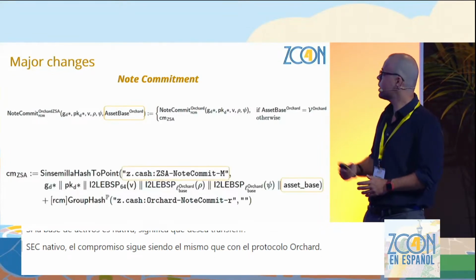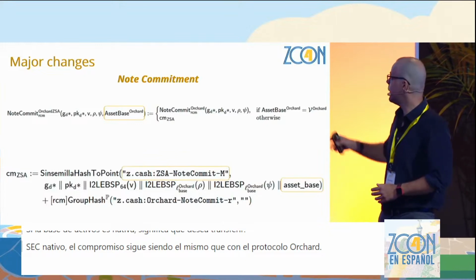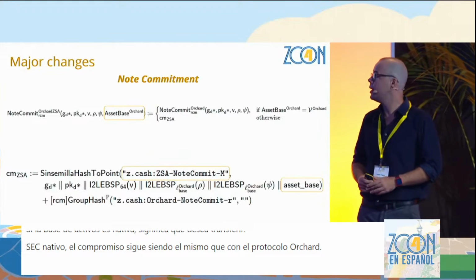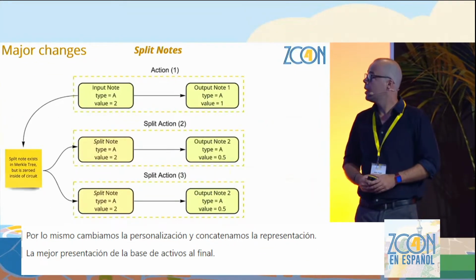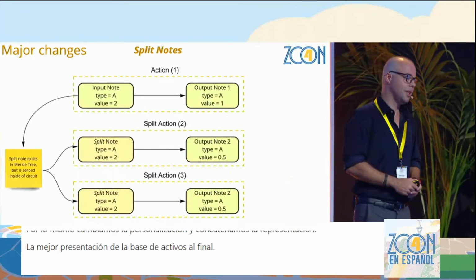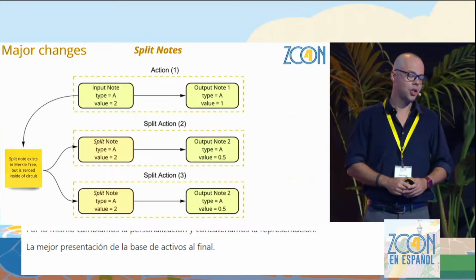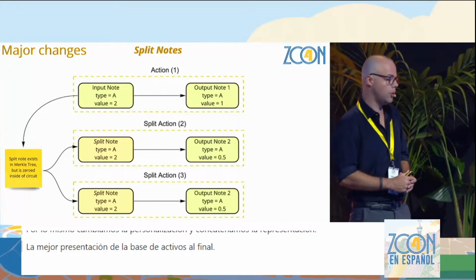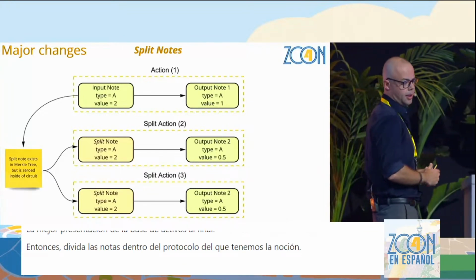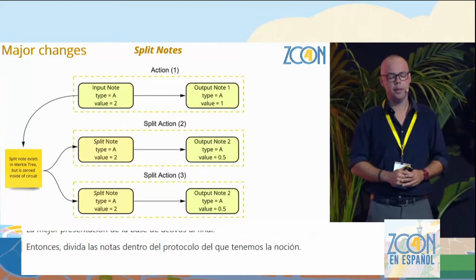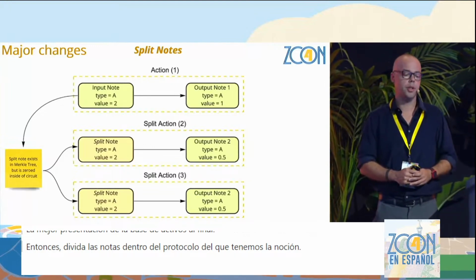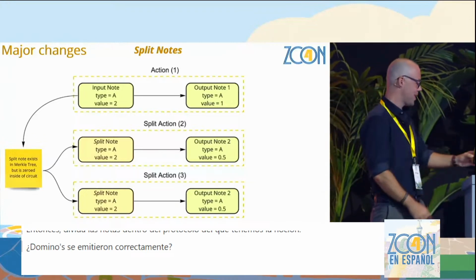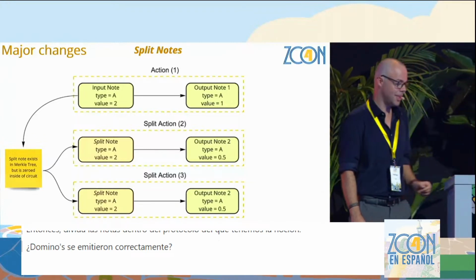For the ZSA notes, we change the personalization and we concatenate the bit representation of the asset base at the end. Now, split notes. In the Orchard protocol, we have the notion of dummy notes. Here we added something called a split note, and the idea is to make sure that the input notes were properly issued. Okay, now I would like to ask Constance to tell us a little bit about the circuit changes required.